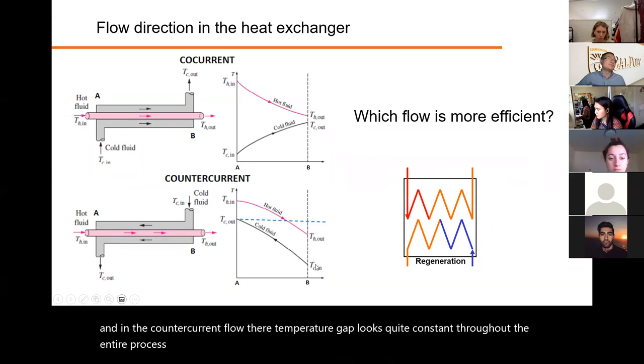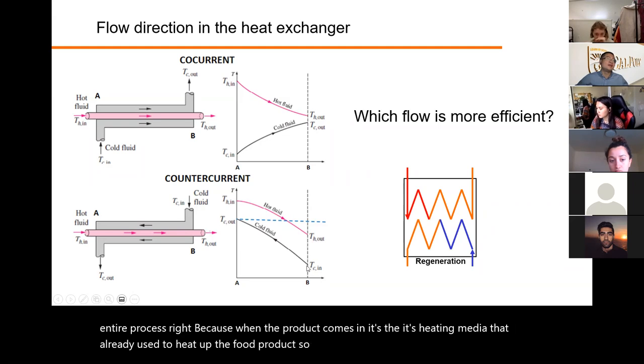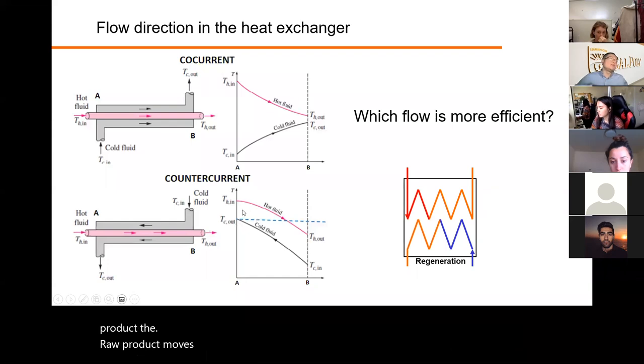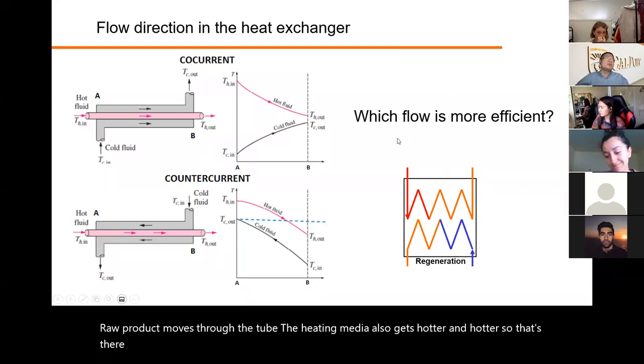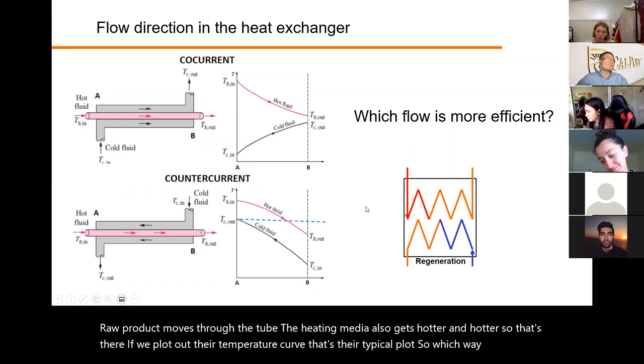Because when the product comes in, the heating media has already been used to heat up the food product, so its temperature is lowest. And once the raw product moves through the tube, the heating media also gets hotter and hotter. So if we plot out their temperature curves, that's their typical plot, okay? So which way is more efficient?